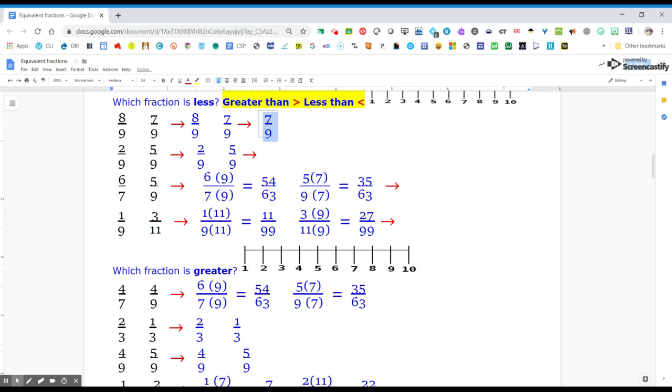Next one, 9 and 5/9. So 9 is the last number. So this one. So that is the answer.